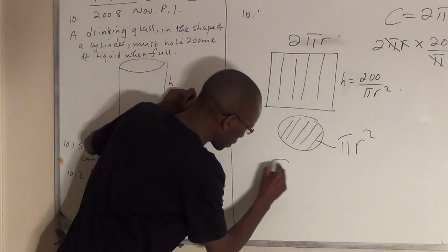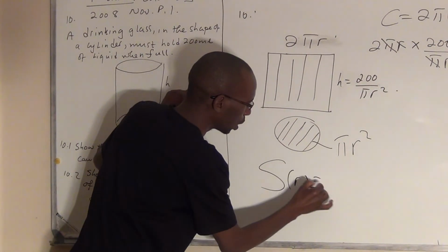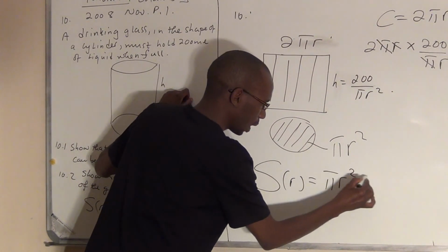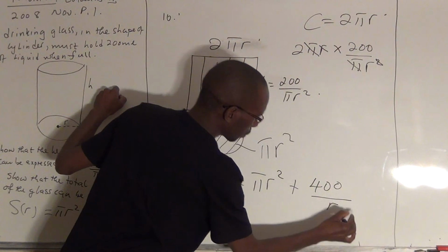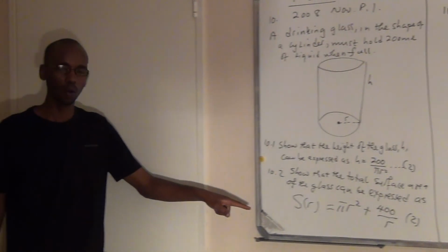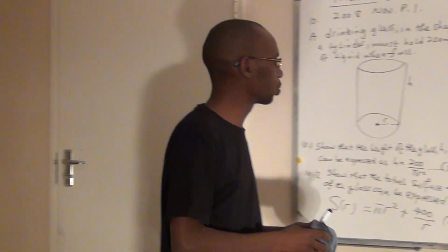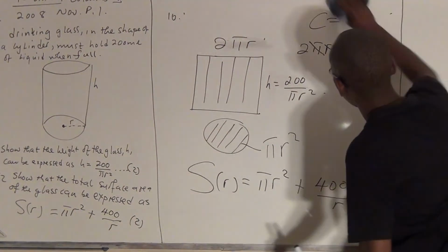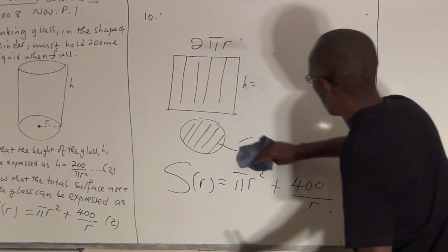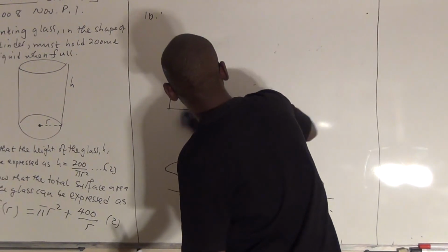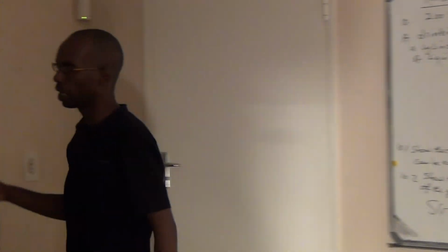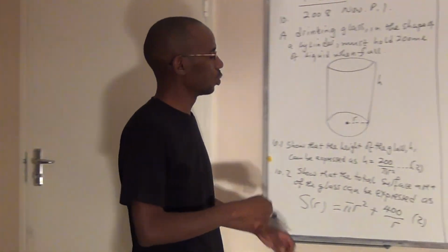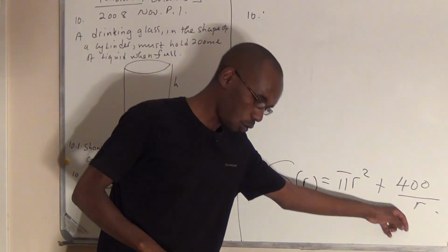So our total surface area, therefore, as a function of r, will be equal to this area, pi r squared, plus this area, 2 by 200, 400 over r, which is exactly what the question requires us to show. So we've just managed to show that the surface area of this glass of ours can be expressed as a function of the radius, or in terms of the radius, as surface area equal to pi r squared plus 400 over r.